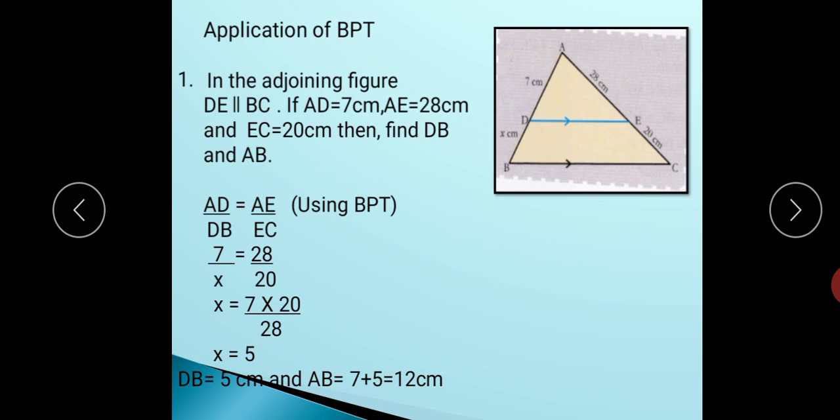This can be an objective question for 1 mark, or this can be a short answer type numerical problem for 2 marks. So let's go ahead and see more examples on BPT.